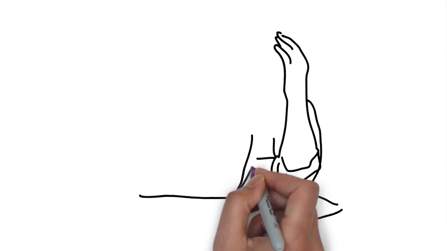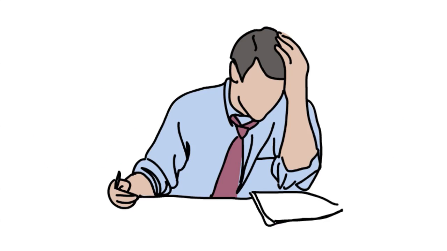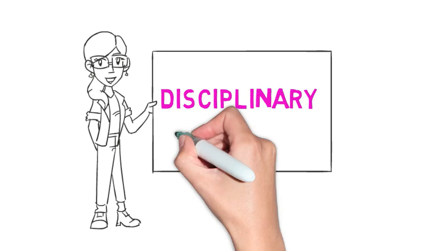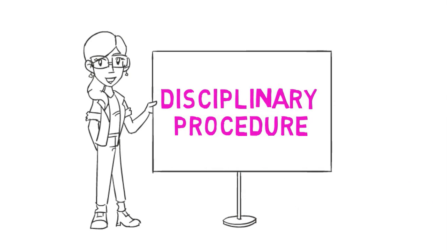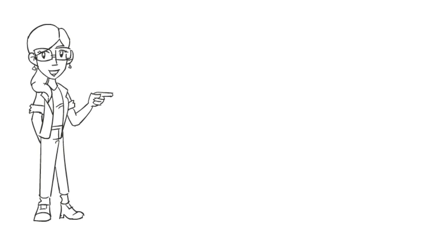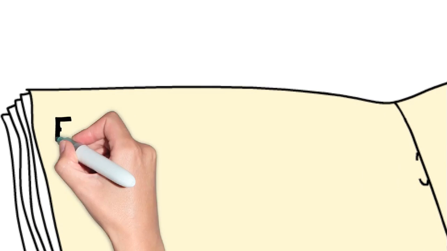No one likes to think they'll have to deal with a staff disciplinary situation, such as misconduct or poor performance. But it does happen, and it's important that you, as an employer, have a disciplinary procedure in place that's fair and transparent. Your disciplinary procedure should be in writing and be easily available to your staff.